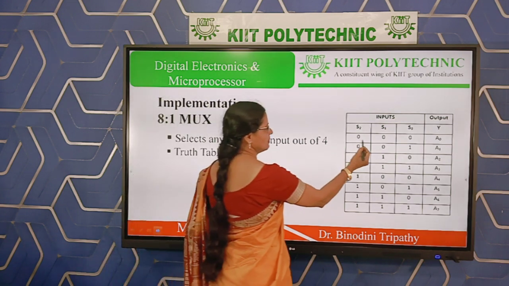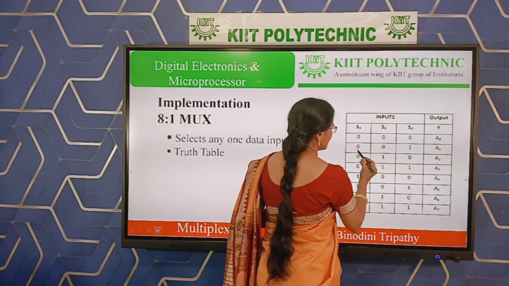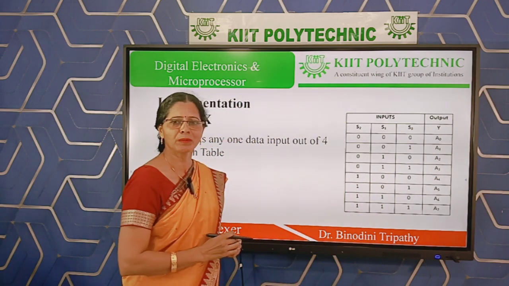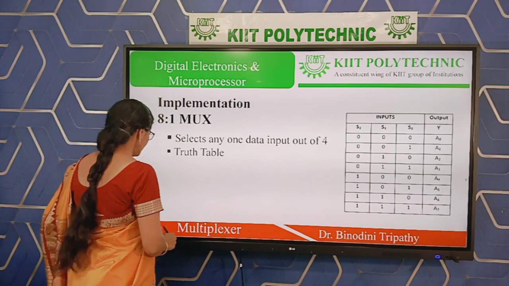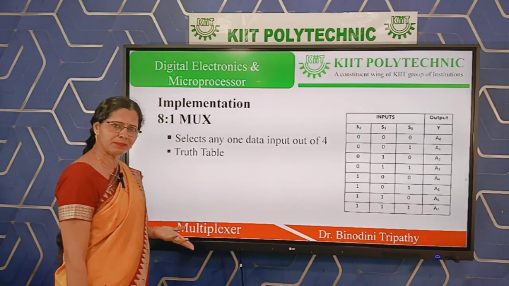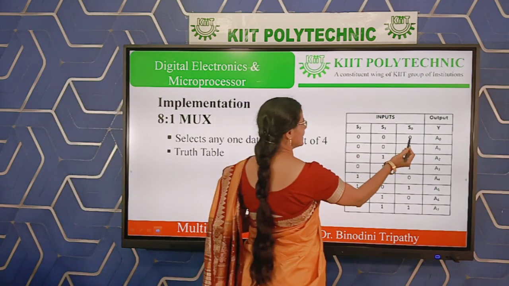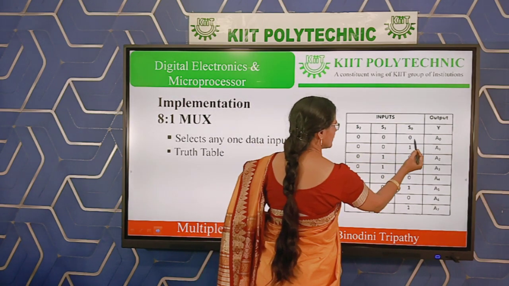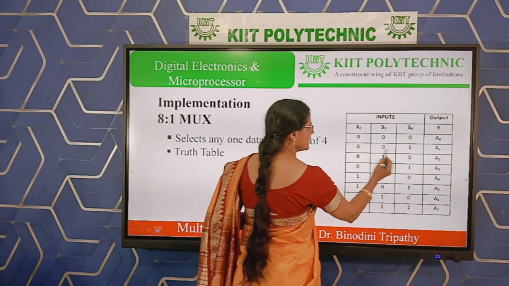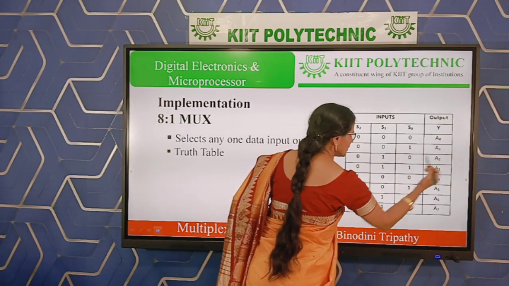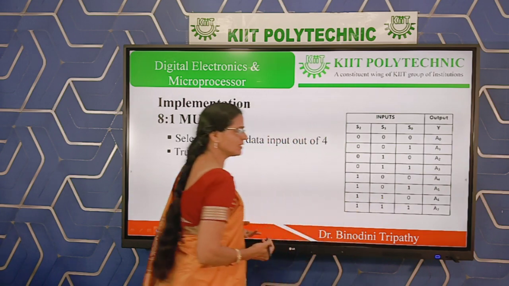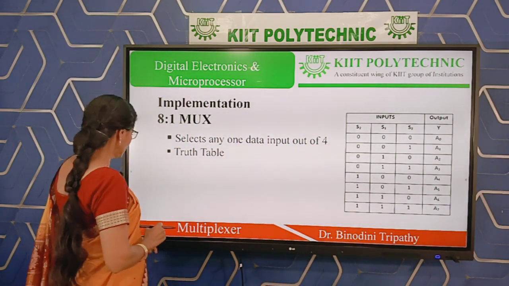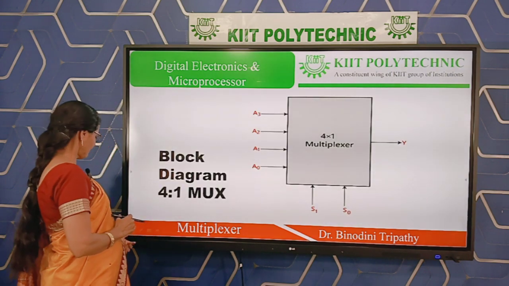Now see, the decimal equivalent of this one is the subscript here. So that is why it is not required to memorize. Then after writing the truth table, you can write the Boolean expression. Now the Boolean expression: y is equal to s2 complement, s1 complement, s0 complement, a0, plus the min term for this, then plus the min term for this, like that. This will create a slightly enlarged equation.